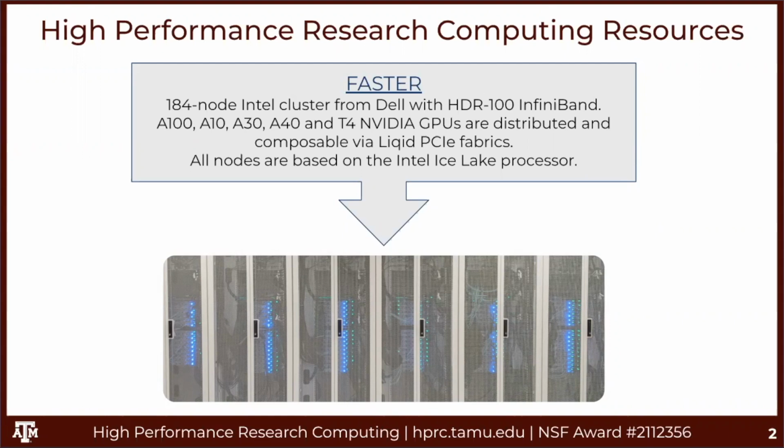There are tons of GPUs on the FASTER cluster: A100, A10, A30, A40, and T4, which are all GPUs by NVIDIA, and they're distributed and composed via liquid PCI fabrics. What is different about this supercomputer cluster is that it is a composable architecture, which is different from our traditional supercomputer clusters, wherein you have a fixed number of CPUs or GPUs on a particular node. But here, FASTER is a composable supercomputer cluster that allows you to request any number of CPUs and GPUs combination based on the workload that you want to run.